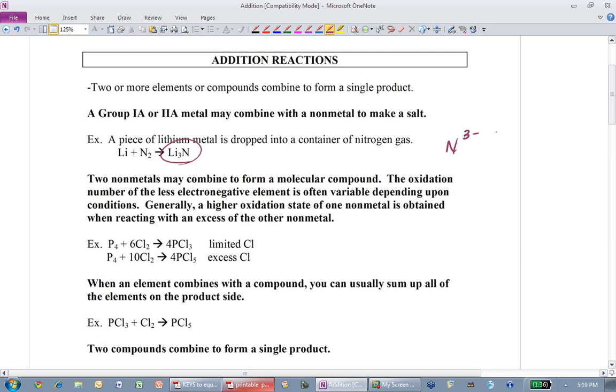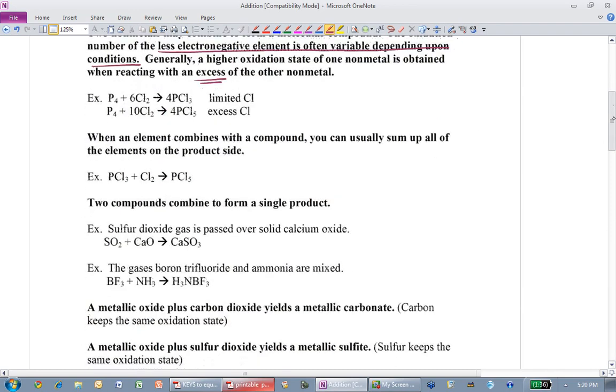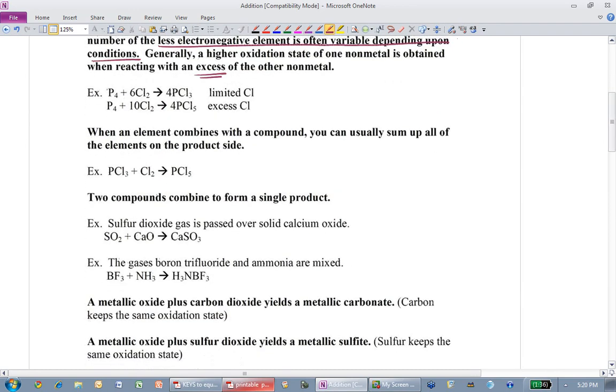So two nonmetals can combine also to form a molecular compound, and the oxidation number of the less electronegative element is often variable depending upon the conditions. Generally, the higher oxidation state of one nonmetal is obtained when reacting with an excess of the other. So if I take something like phosphorus, notice that it's not written as just P. There's P4 and there's P10, etc. So we have different forms of phosphorus, and those are called allotropes. When you're going to use phosphorus, it's probably a good idea to write P4. Or you could do P10, but I think P4 is more common.